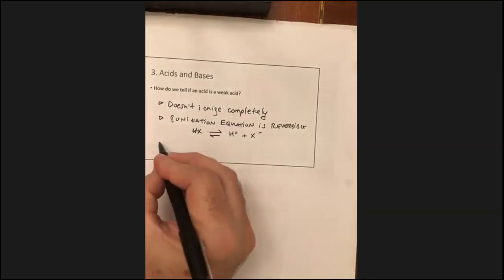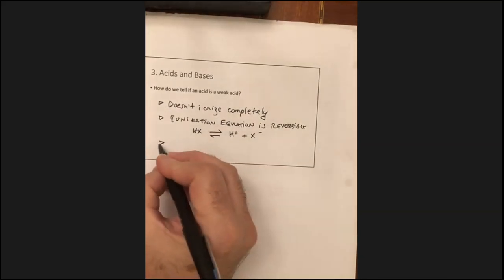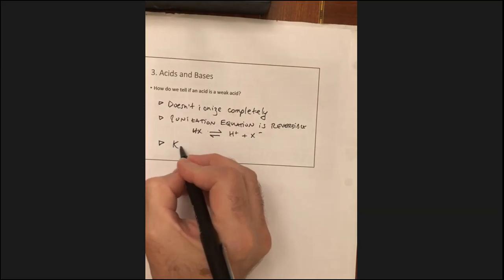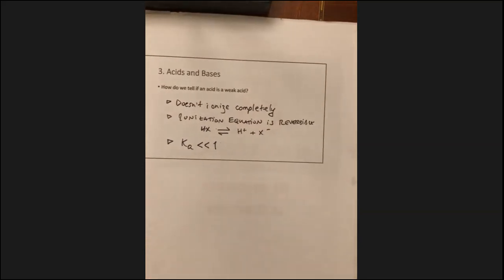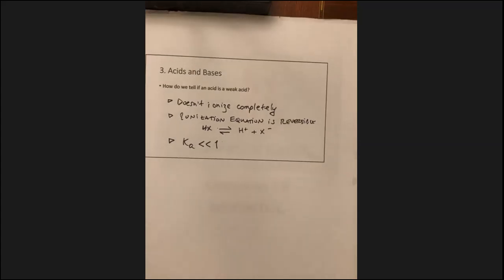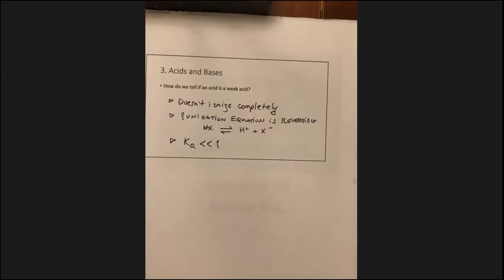Very good, Jay. Ka is going to have a small value, right? You don't write Ka for strong acids, but if you did, it would be a huge number, like 100 million, whatever. But the Ka for a weak acid would be a small value. Can anybody think of anything else?